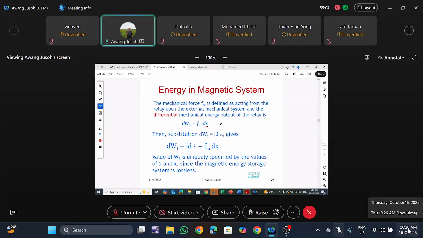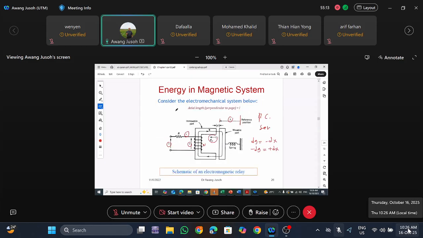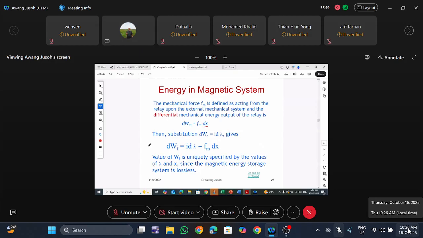Okay, then the same thing. It's actually the same formula as before. So what is the energy stored here? When we inject the current there, energy is stored there, right? The energy stored in that particular relay is given by this formula.